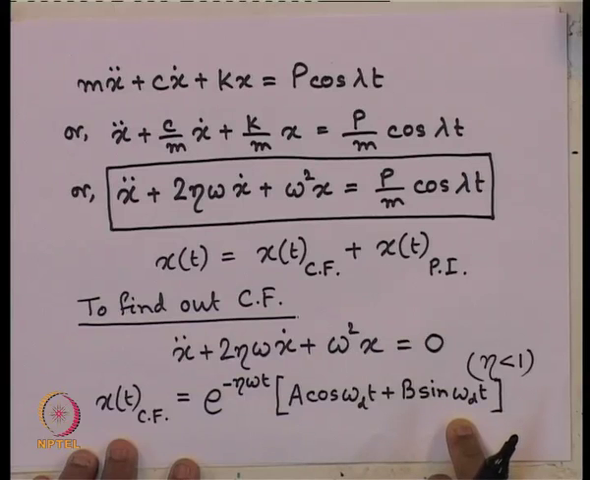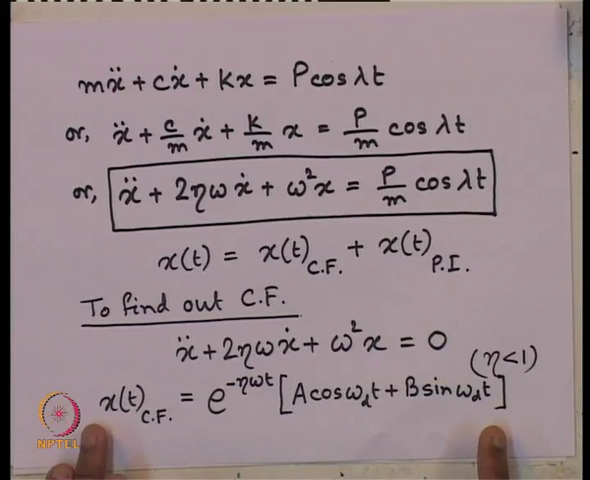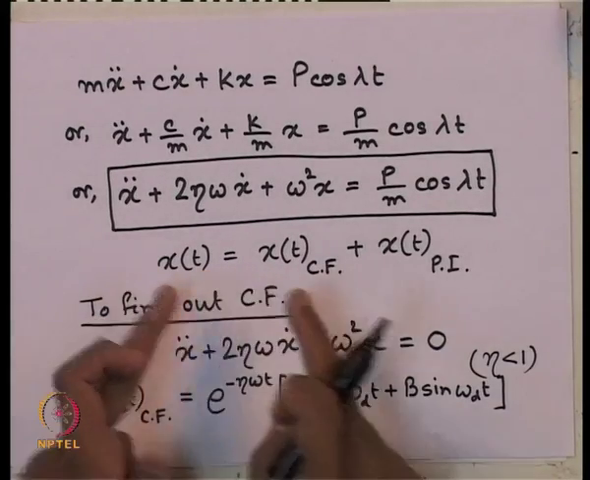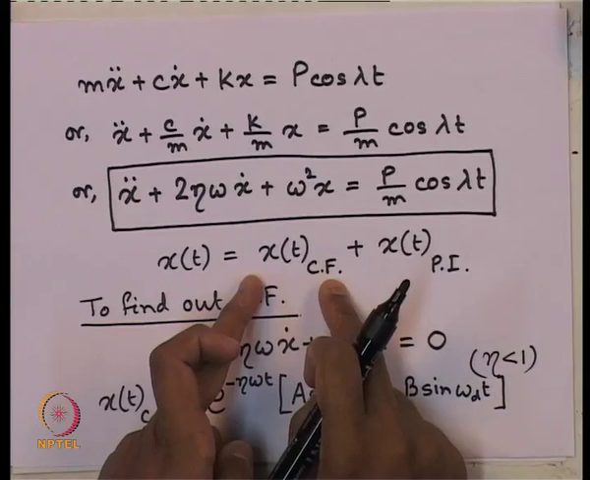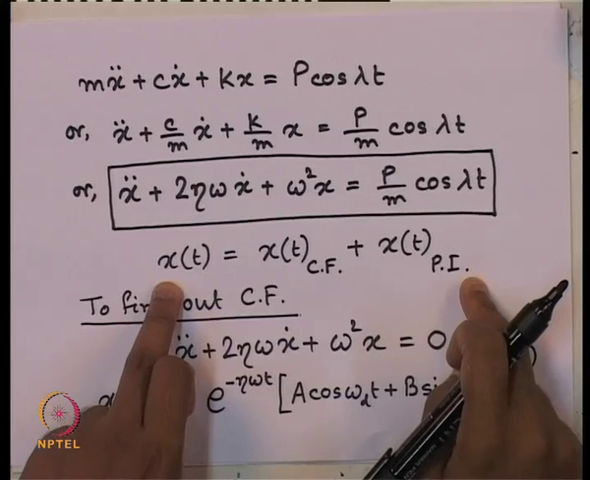Why? Because the initial conditions, if we used in the case of underdamped free vibration, that is the complete solution. But in this case also we have initial conditions, but we cannot use them at this moment. Why? Because it is not the complete solution, it is only a part of the solution. So, there is another part attached to the complete solution.